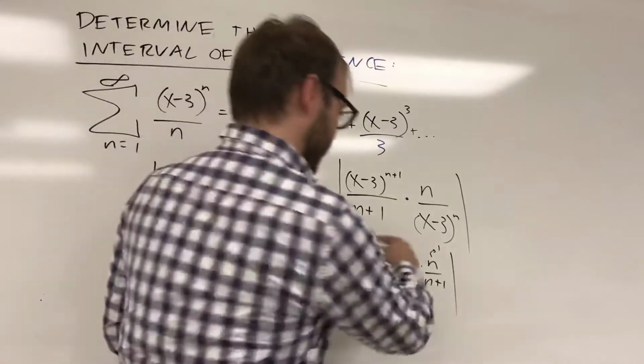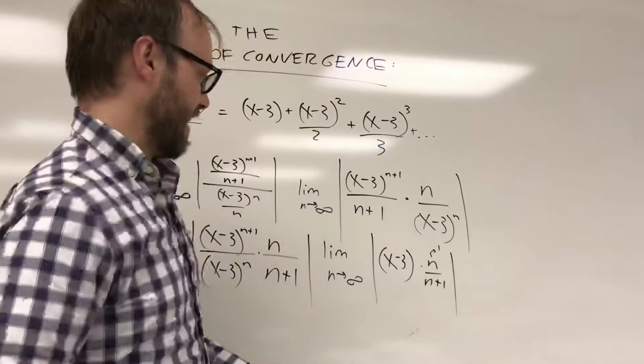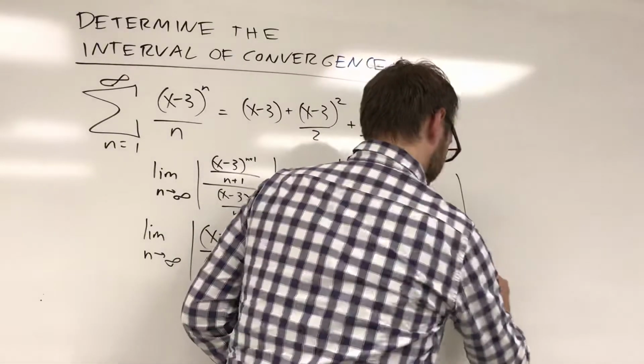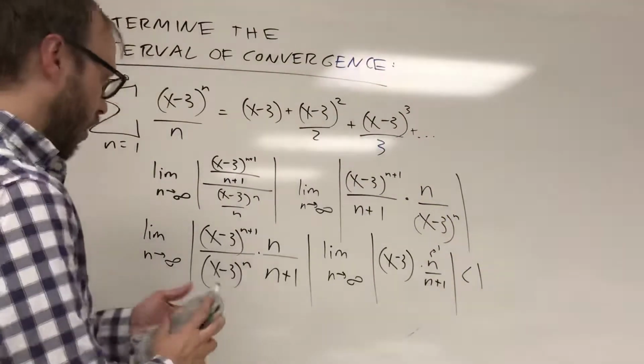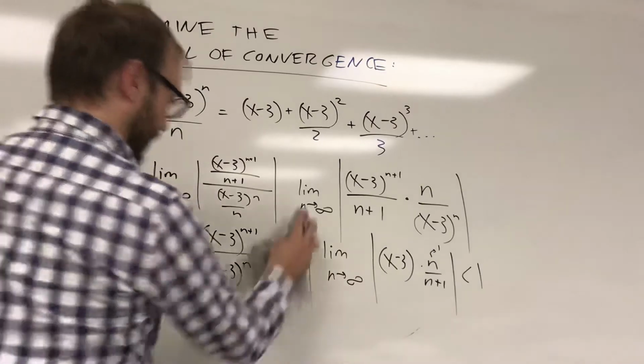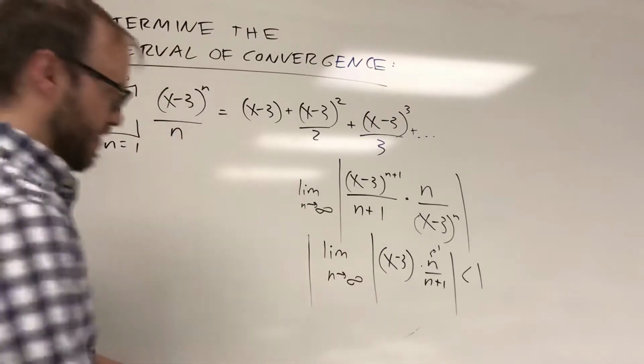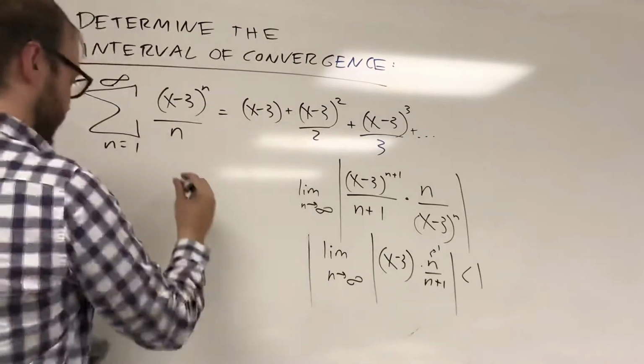So this whole expression is just going to simplify down to be the absolute value of x minus 3. We need that to work out to be less than 1. To come back here and look at what we've got now, what we've really got now is just 1 times x minus 3.